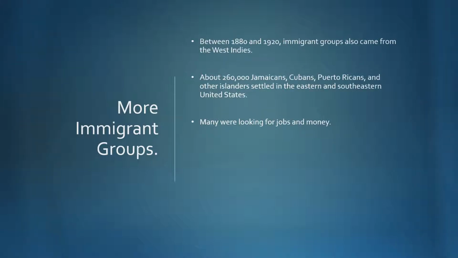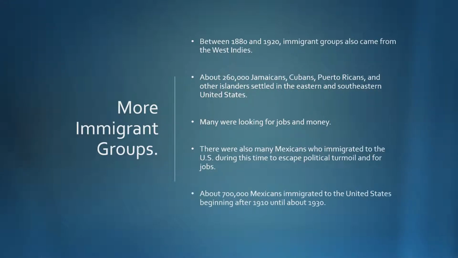So between 1880 and 1920, immigrant groups also came from places like the West Indies. About 260,000 Jamaicans, Cubans, Puerto Ricans, and other islanders settled in the eastern and southeastern United States, and many were also, like other immigrants, looking for jobs and money.